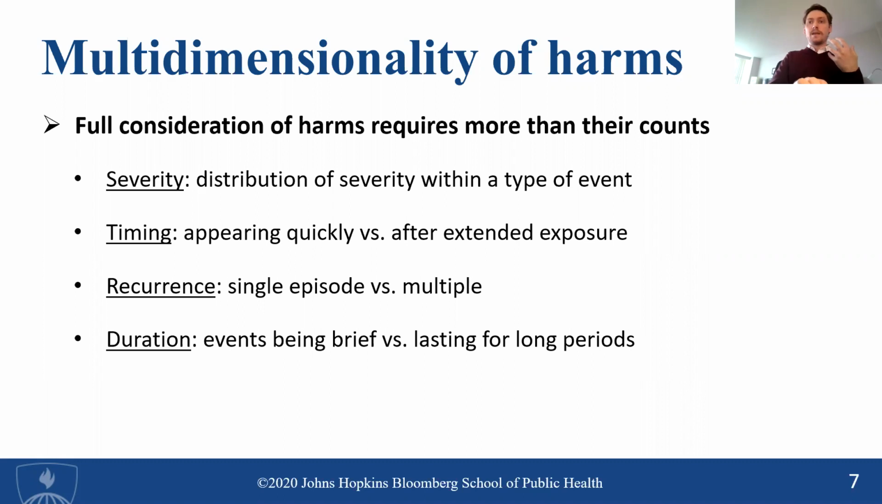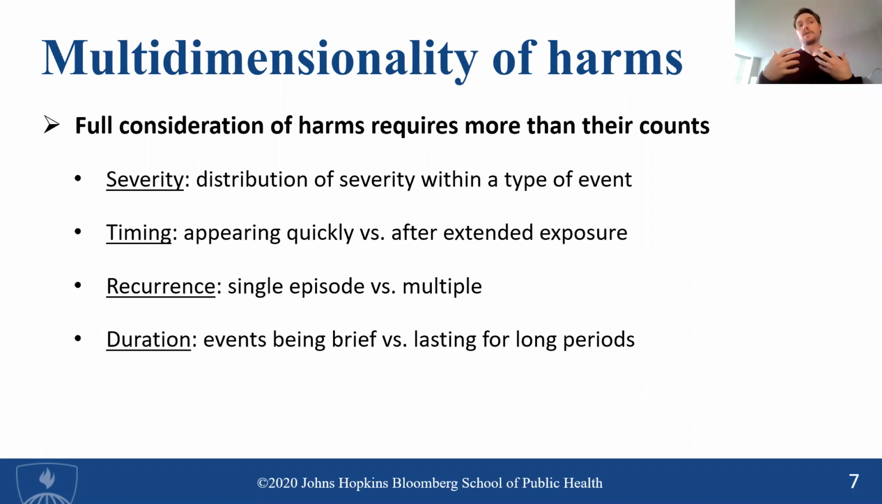But then for a given intervention, you may have some harms that have differences in timing or recurrence or duration. These are also things that you may want to consider if you want to take an intervention. Some harms, for example, may appear more quickly than others after very little exposure, whereas others take a long time to develop. That can be a factor of dose and duration of exposure.